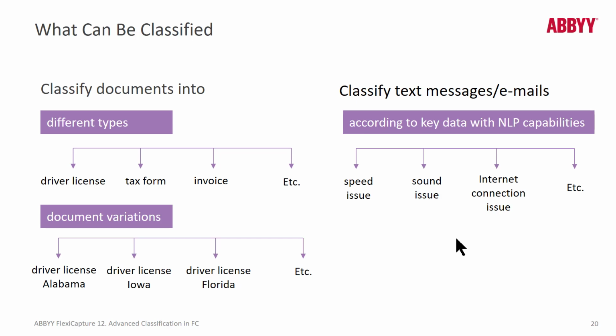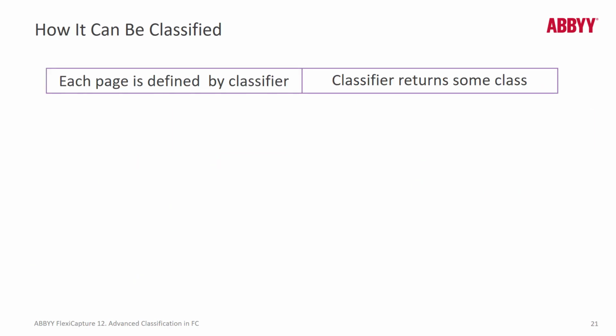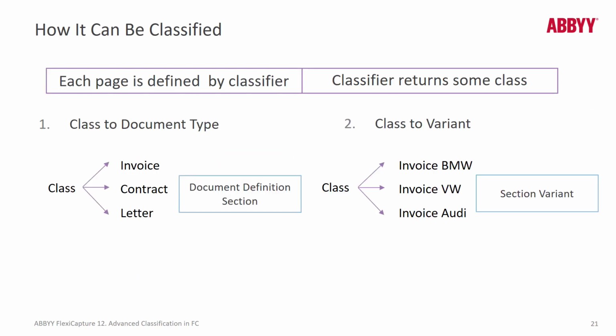And in some email capabilities, we could classify incoming text messages. Maybe these are support issues. Is it internet connection issues or sound or speed issues with a given tech support flow of data? So we can go in and specify a specific class, like invoice, contract, or letter, and then we can go into a variant, and those are displayed here. Like for automobiles, we have these different variants for each class.